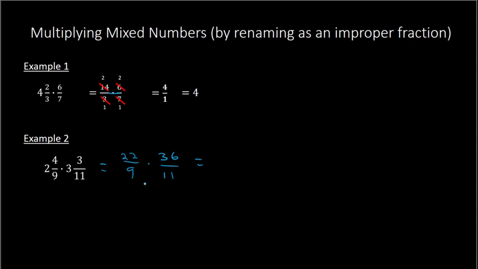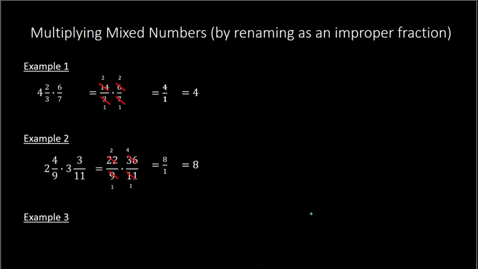So now we have 22 ninths times 36 over 11, and anything in the top can divide with anything on the bottom. Notice that 22 and 11 both can be divided by 11 to get 2 and 1. Then 36 and 9 both can be divided by 9 to get 4 and 1. So now we have 2 times 4, or 8 on the top, over 1 times 1, which is 1 on the bottom. So our solution is 8 over 1, which would equal 8.